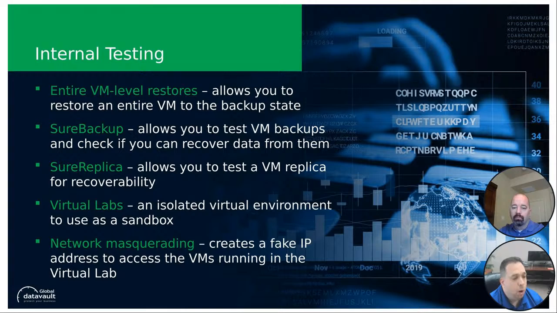So what network masquerading is, it's a real production IP on the customer side that connects into a fake IP in the virtual lab. That allows the customer to access the VM from the production network without causing a DNS or IP conflict. Yeah, that'd be bad. Yes.